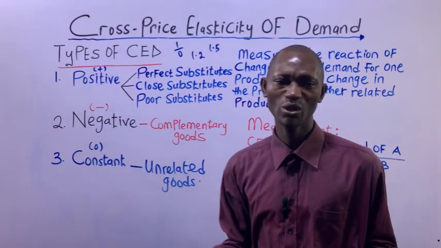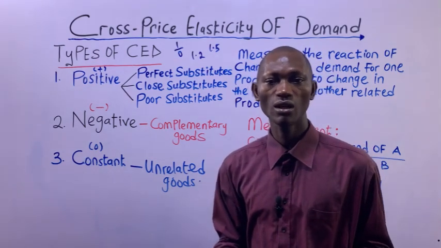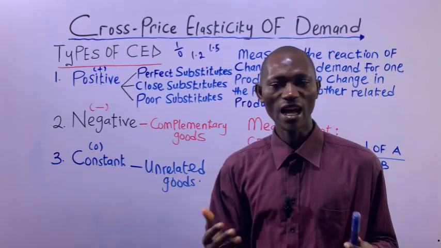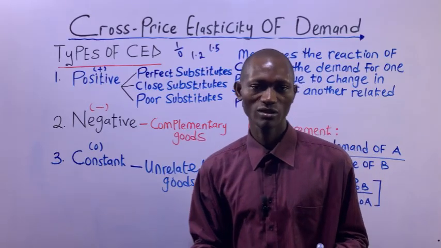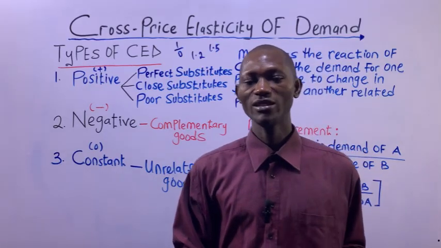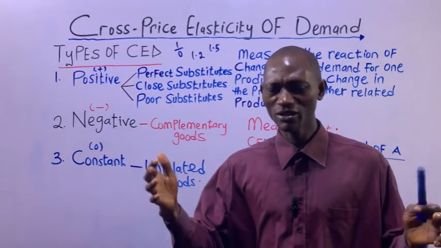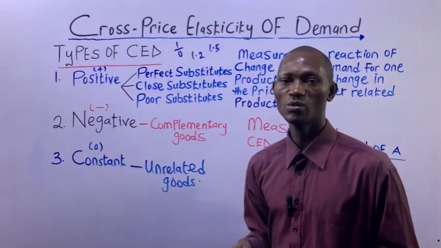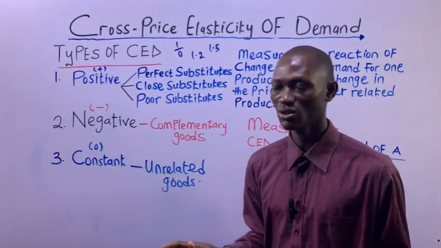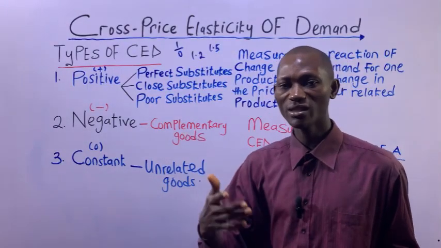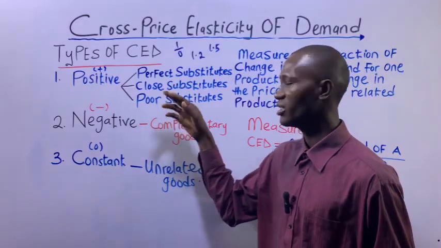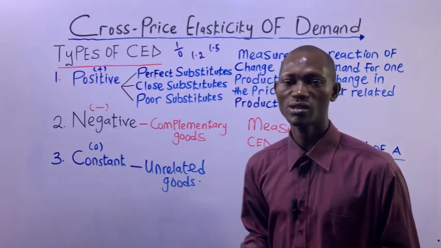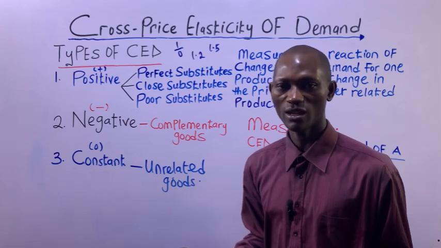A good example: you could have iPhone and Samsung, Coke and Pepsi, they are close substitutes. Harvard and Oxford, Unilag and OAU, and all other examples you could think of, right? So that's basically with respect to close substitutes. I hope that is understood. So the cross price elasticity coefficient is greater than 1 but less than infinity. That's for close substitutes.